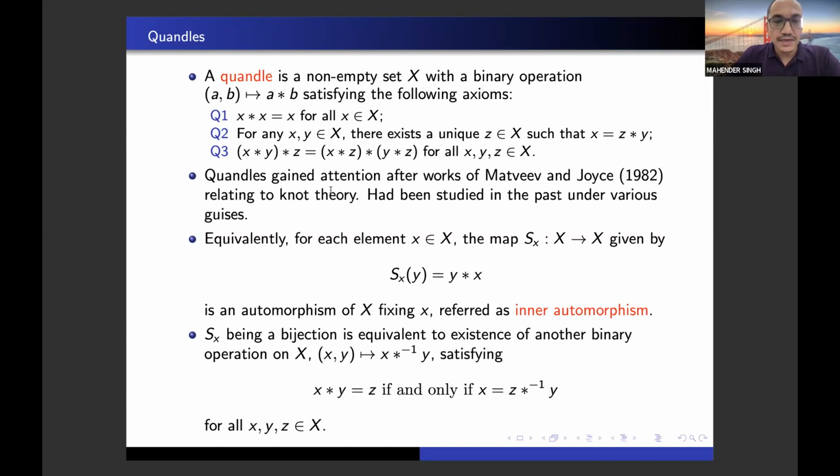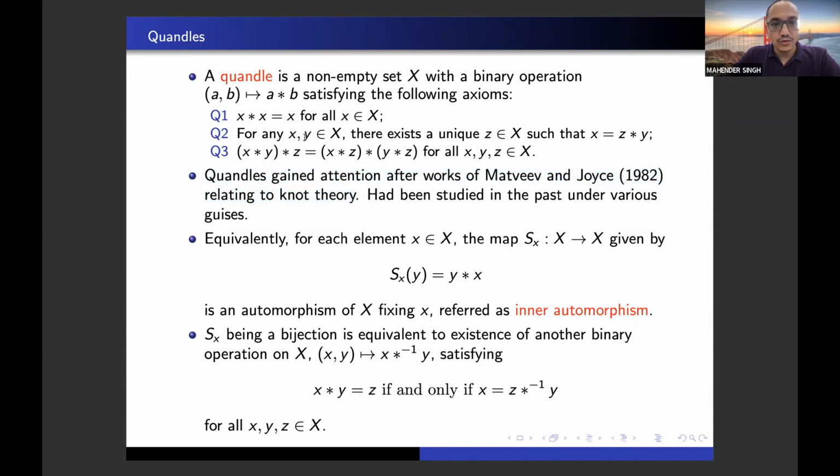Although these objects had been studied in the past under different names, in the Japanese school at least they were called keis in the work of Takasaki on finite geometry. But I think the true momentum really came after the fundamental works of Matveev and Joyce, where they related them to knots and found knot invariants. Since then it has been a very popular topic.